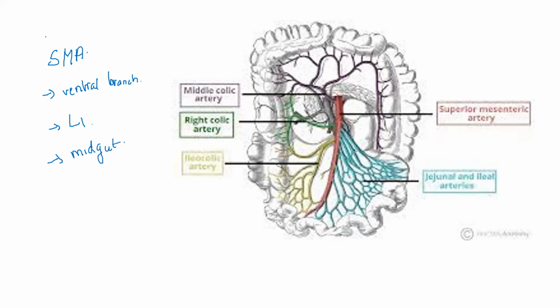So what is the junction between foregut and midgut? The second part of duodenum, where there's the opening of the hepatopancreatic ampulla. Beyond all that is your midgut. The junction between midgut and hindgut is the junction of the right two-third and the left one-third of the transverse colon. So the lower part of the duodenum, the jejunum, the ileum, the cecum, the ascending colon, and up to the right two-third of the transverse colon is going to be supplied by superior mesenteric artery.